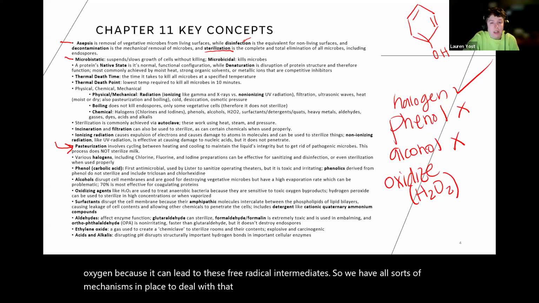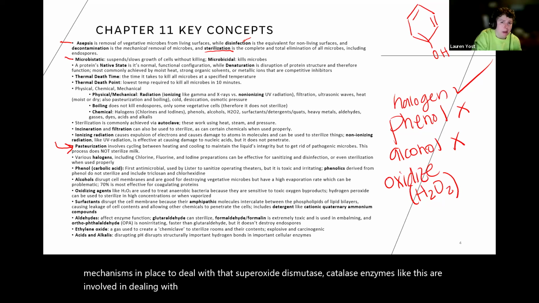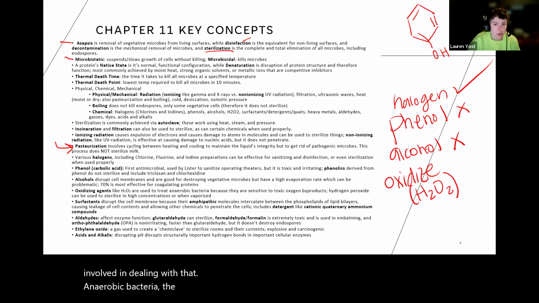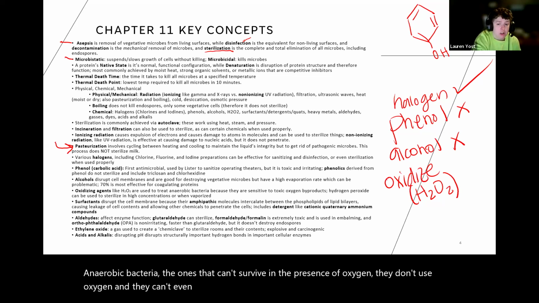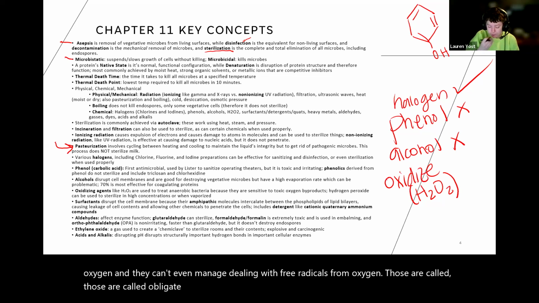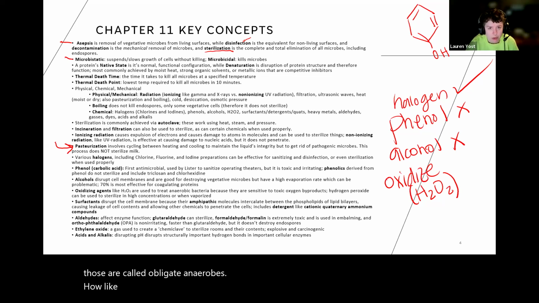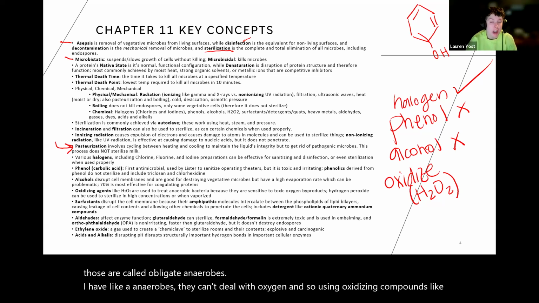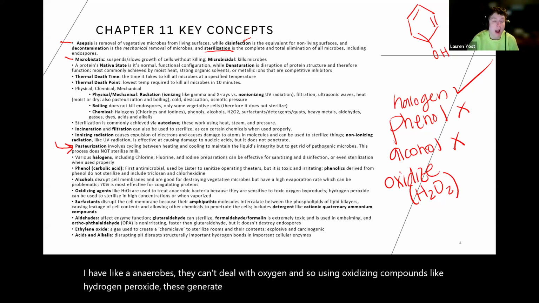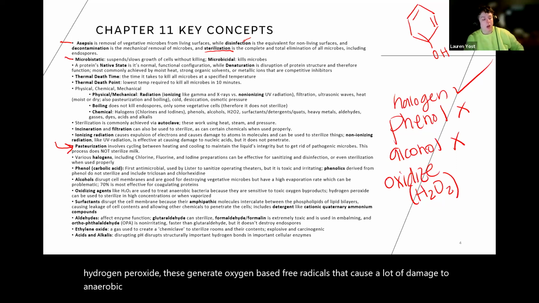Superoxide dismutase, catalase, enzymes like this are involved in dealing with that. Anaerobic bacteria, the ones that can't survive in the presence of oxygen, they don't use oxygen, and they can't even manage dealing with free radicals from oxygen. Those are called obligate anaerobes. Obligate anaerobes, they can't deal with oxygen. And so using oxidizing compounds like hydrogen peroxide, these generate oxygen-based free radicals that cause a lot of damage to anaerobic bacteria. That's the idea of how those things work.